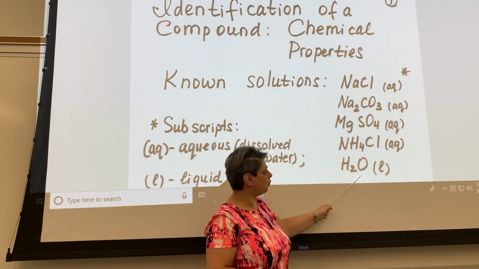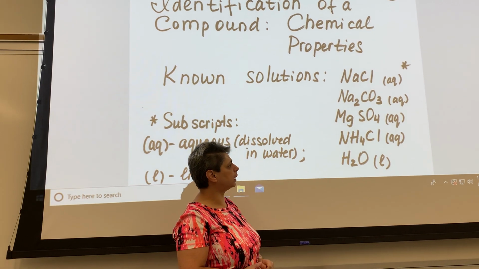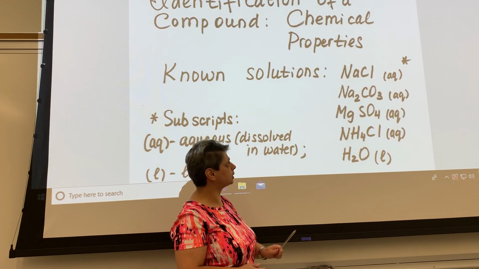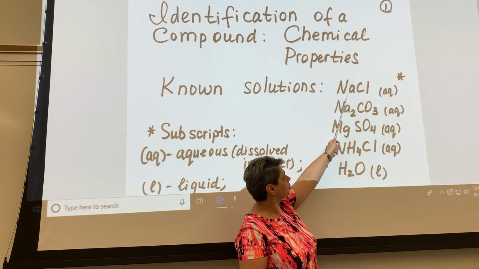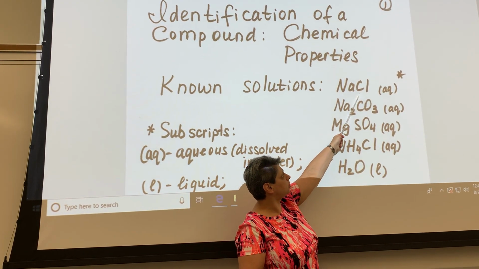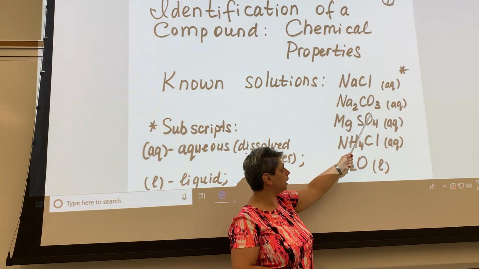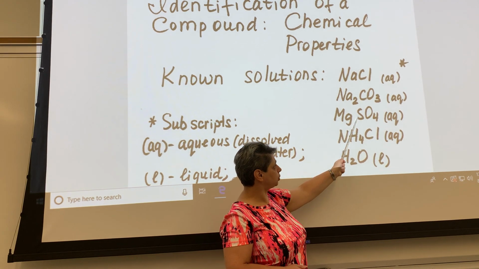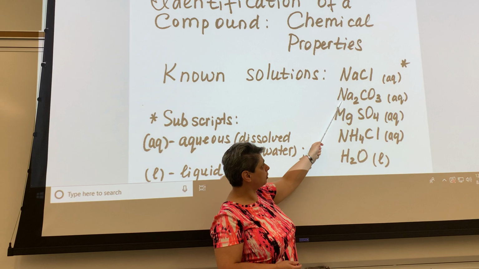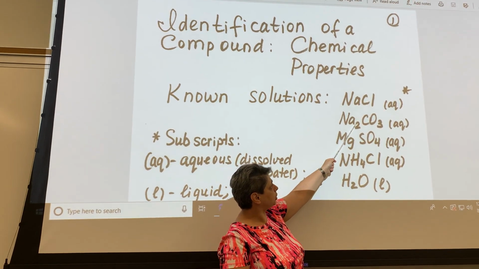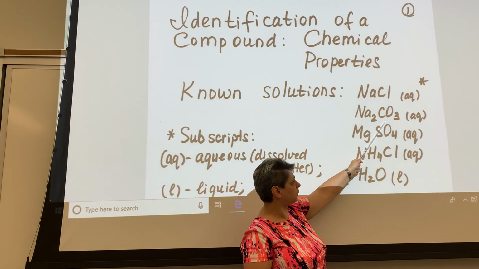So you have 1 pure water, as you know, and 4 aqueous solutions of ionic substances. The 4 ionic substances used as knowns here include sodium chloride NaCl, sodium carbonate Na2CO3, magnesium sulfate MgSO4, and ammonium chloride NH4Cl. Just a quick reminder, the subscripts that we use here are based on the charges of ions.